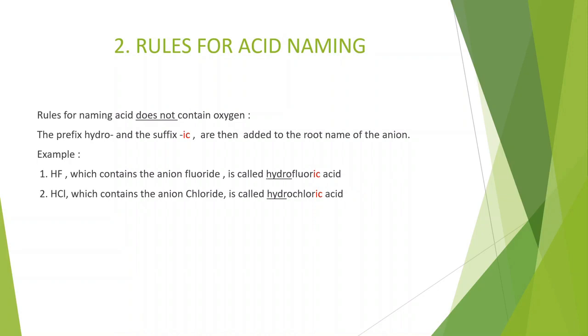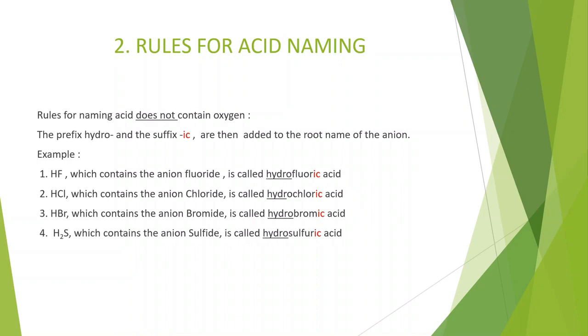HCl, which contains the ion chloride, is called hydrochloric acid. HBr, which contains the ion bromide, is called hydrobromic acid. H2S, which contains the ion sulfide, is called hydrosulfuric acid. HCN, which contains the ion cyanide, is called hydrocyanic acid.